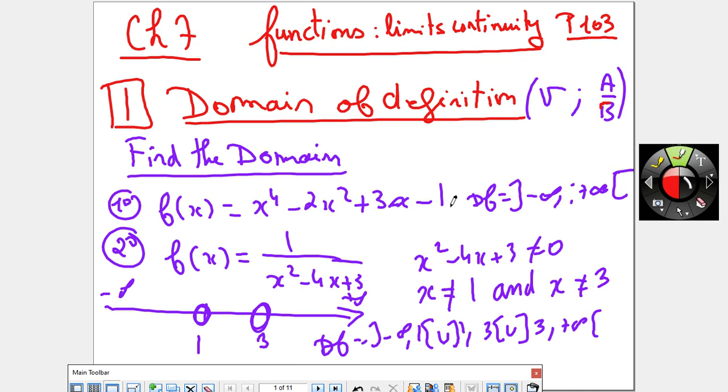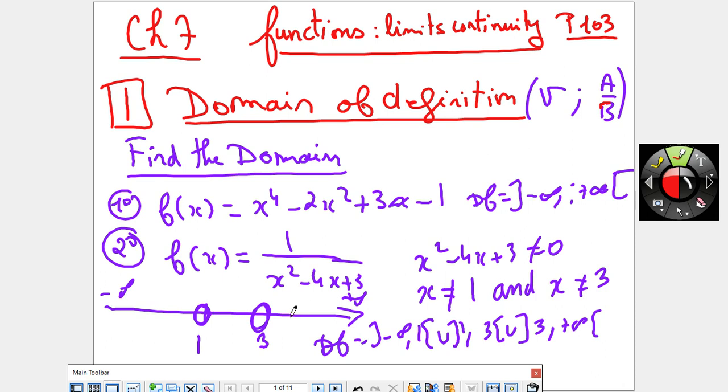If I look at the second one, f of x is equal 1 over x squared minus 4x plus 3. It's a fraction. It's a denominator. And we know that a fraction exists when my denominator is not equal to 0. Okay? So x should be not equal to 1 and x should be not equal to 3. So here you use your calculator to find the roots.